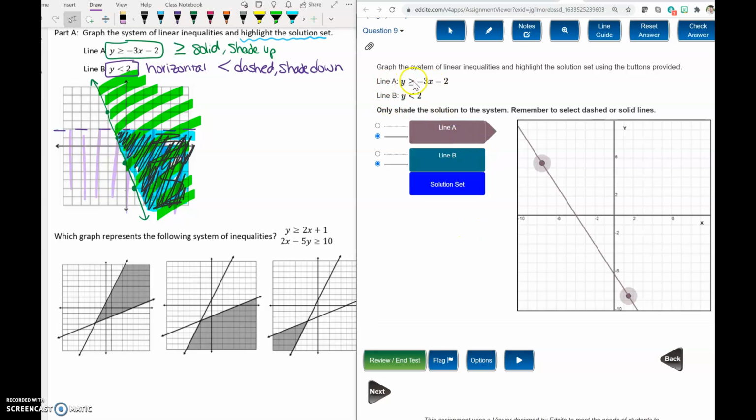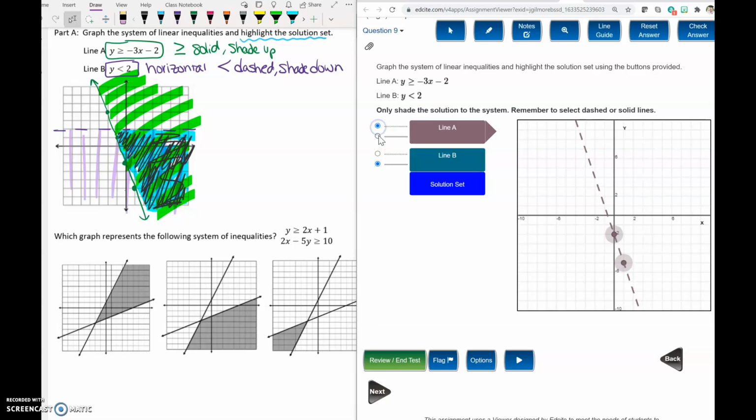Line A is this first line, and we're starting at -2. So grab this dot and drag it to -2. The next one is how you do your slope, so down 3/1. There's our first line. We need to decide if that needs to be dashed or solid.